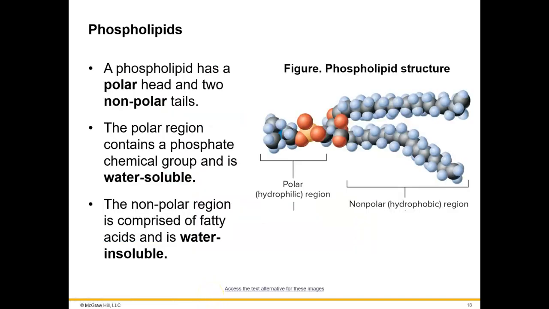Here you can see a zoomed in view of a single one of our phospholipids that's making up our phospholipid bilayer. Here you can see our polar head and our nonpolar tail. So we have these two nonpolar tails attached to a polar head. And the polar region is what contains a phosphate chemical group, and the polarity is what allows it to be water soluble. So this region is water soluble. But the nonpolar region is comprised of fatty acids, and therefore it is water insoluble.